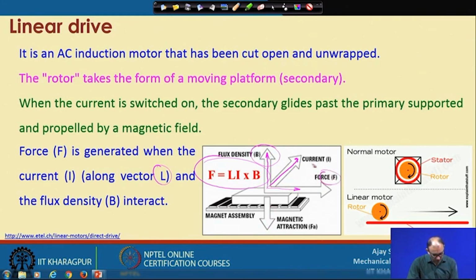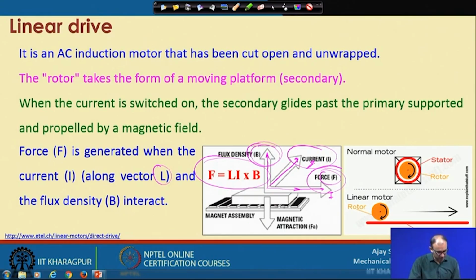If you want to move this force here, then you have to change the current direction or the magnetic flux density. Depending on the direction of the flux density and current, you get a force exactly perpendicular to both of those directions. So, we have to design this system in such a way that you get the motion in the required direction, not in the other direction.